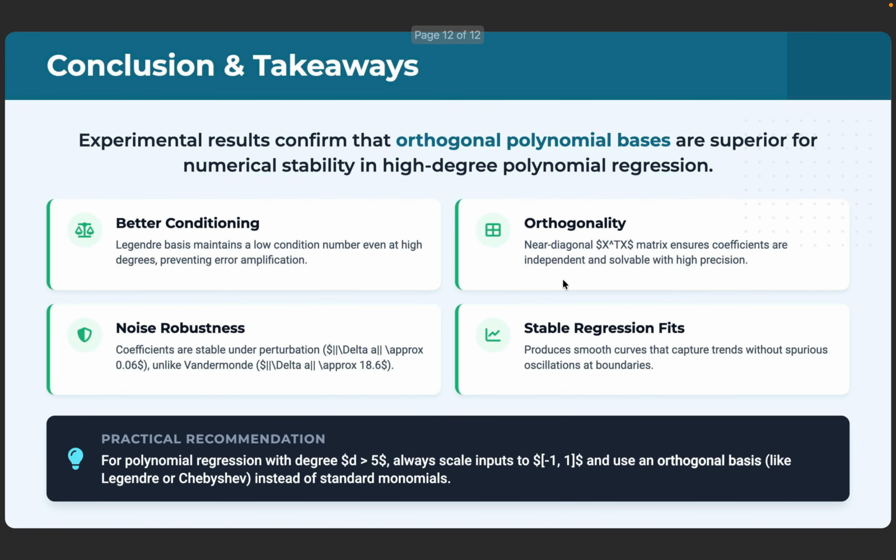In this last slide, we come to the conclusion. In conclusion, polynomial basis choice strongly affects numerical stability. The Vandermonde basis becomes ill-conditioned at high degree, while the Legendre basis remains orthogonal and stable. Therefore, orthogonal bases are preferable for high degree polynomial regression.